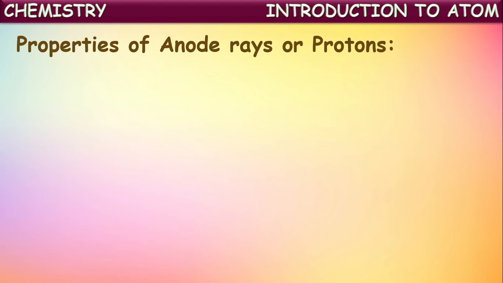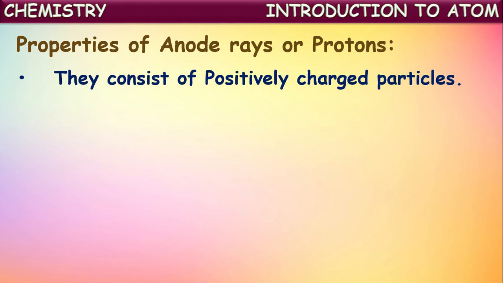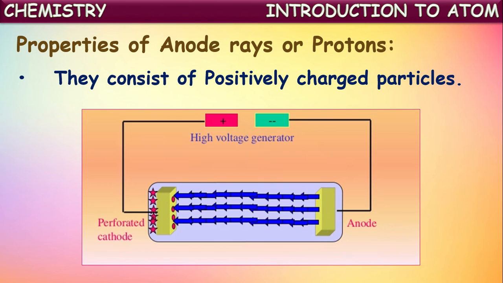Next, properties of these anode rays or protons. Let us see what are the properties of these positive rays or anode rays. These rays consist of positive charged particles. This is proved by the property that these particles are produced from the anode side and move towards the cathode side. They move through the perforated cathode and strike the screen at the back of the cathode, making red colored scintillations. So they move from the anode side towards the negative electrode. This proves they are positively charged particles.